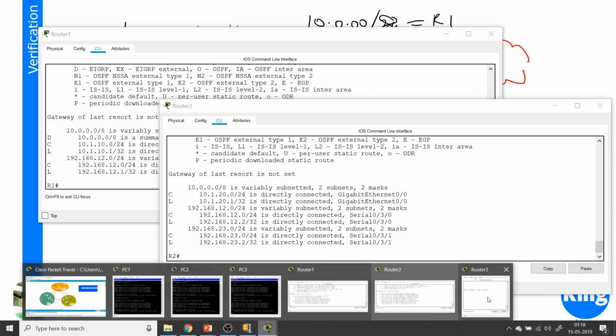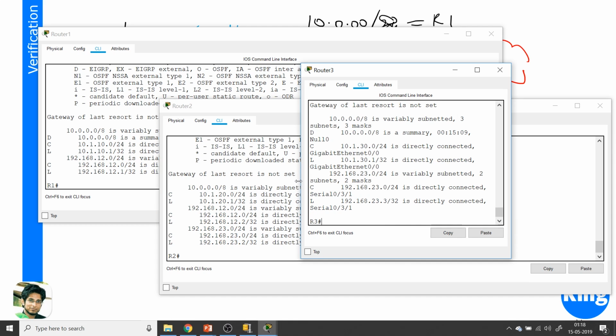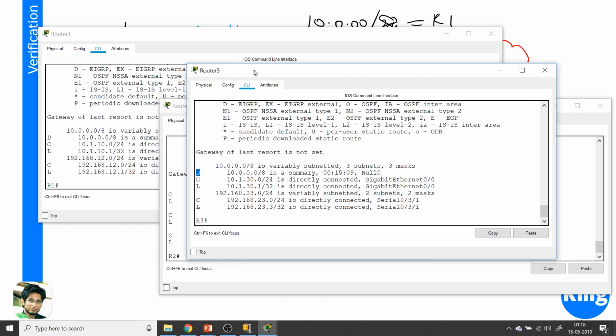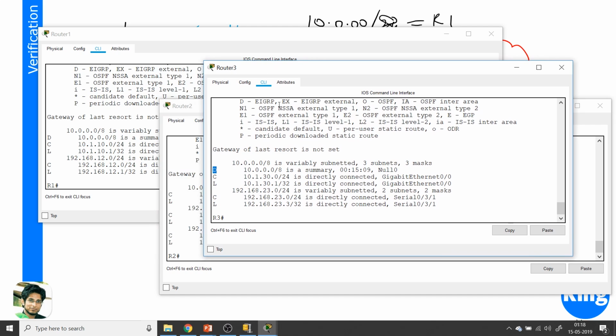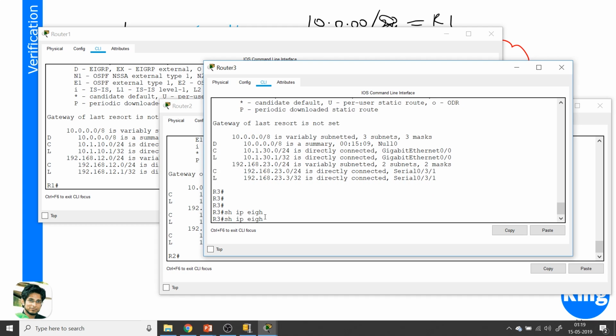And let's see R3, show IP route, and we see there is a D, so some sort of summarization has happened in EIGRP. That's why it says D. So in EIGRP, some sort of summarization is happening in router 1 and router 3. Now we don't know if summarization is the cause of the devices not being able to ping each other, so we're not going to do anything with that at the moment.